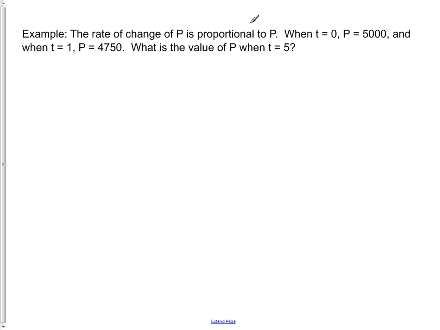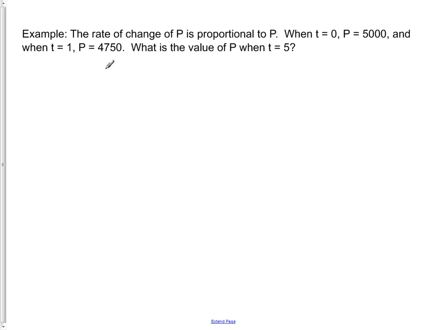Well, we now consider this sort of an initial condition kind of problem because not only are we told about a relationship for the rate of change of p with respect to time, and it's proportional to itself, but we're also given two conditions in which we might be able to figure out what particular function will produce this result: where t is equal to 0, p is 5,000, and when t is equal to 1, p is 4,750. All right, well, let's set it up.